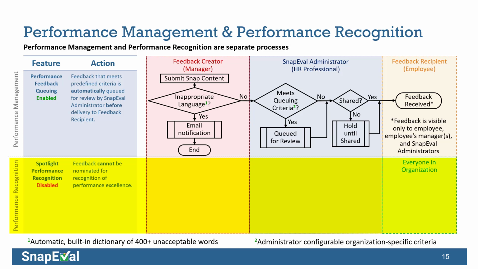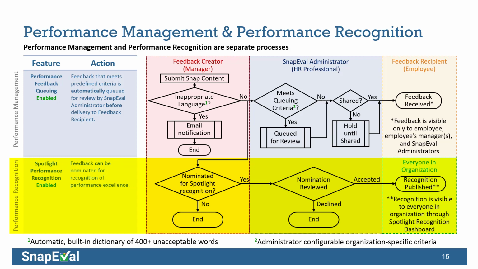Now, if the Spotlight performance recognition feature isn't enabled, like for example, if you sign up for the version of SnapEval in the ADP marketplace that is the performance management piece, you don't have this option. But if you're using the free 10 user account, or if you're using the unlimited edition for large teams version of SnapEval, the version that costs $3.25 per employee per month, if you've got more than 10 employees, then you have this option for Spotlight.